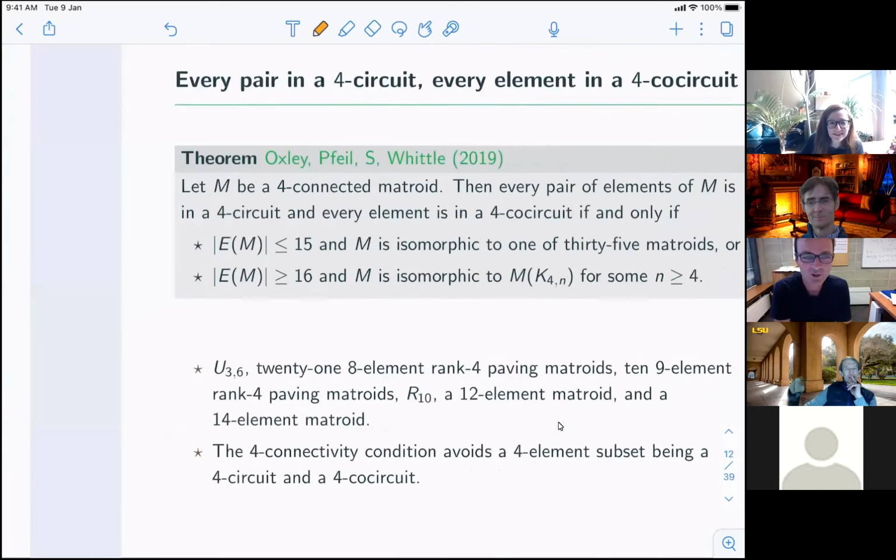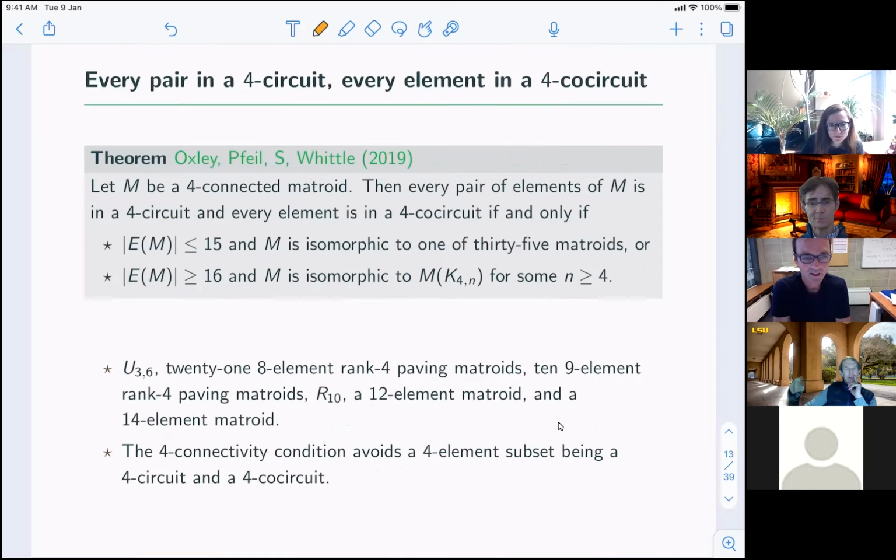So what sort of matroids arise, of the ones with at most 15? Well, most of them are rank 4 paving matroids that arise. R10, which some of you will be familiar with, and a 12 element and a 14 element one. The one thing I can say about the 12 element and the 14 element is that they're both representable over GF(4). I don't know anything else about those 2 matroids, so I don't know whether they're connected to anything else.